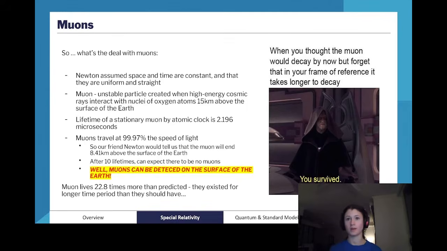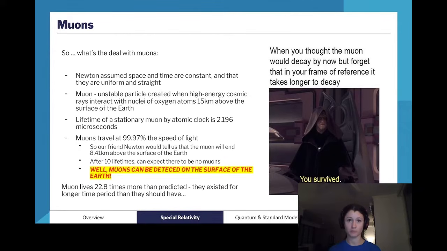So, let's start with muons. In our syllabus, it states that we need to be able to describe the presence of muons in the atmosphere as an example of a case where normal Newtonian physics does not apply. So, let's go over what is happening with the muons, why they're in the atmosphere, and why it shows us that Newtonian physics does not apply.